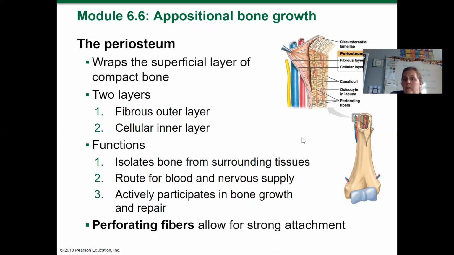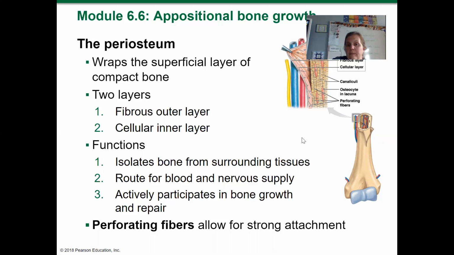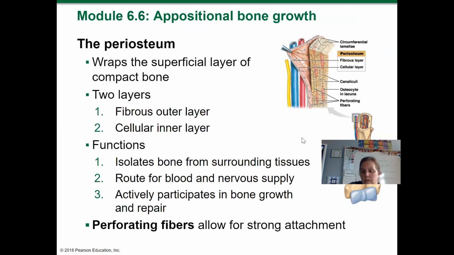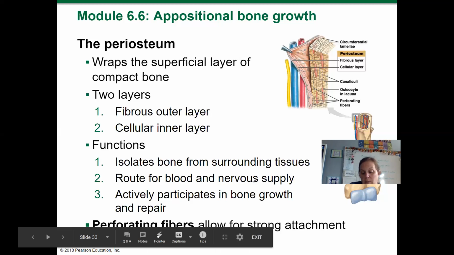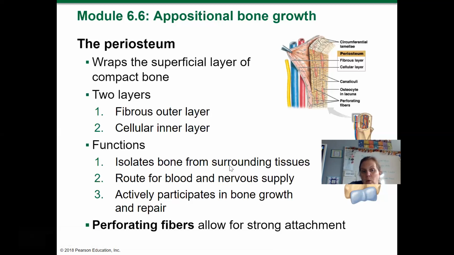I'm going to try and move myself here. The perforating fibers, if you look at these blue lines, and it's much better in your book on page 221, those help attach the periosteum. It's a very strong attachment, because you've got all these other tissues like tendons and muscles that are pulling on the bone. The perforating fibers help to keep that periosteum strong so that the bone will not break.